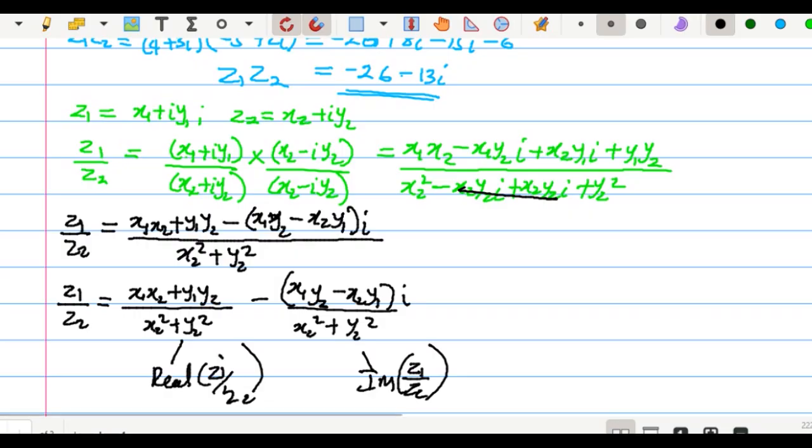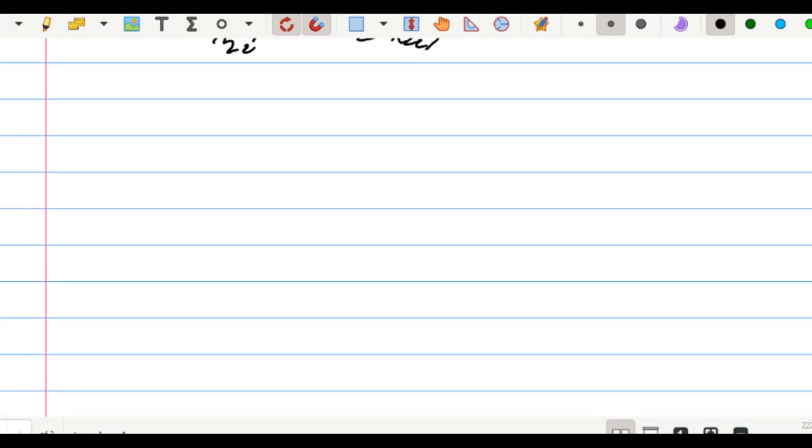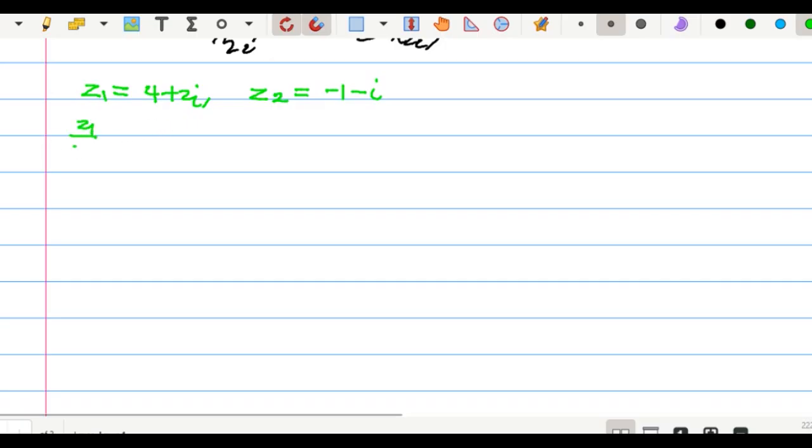So we are going to solve an example now to illustrate this. So let's say z1 is equal to 4 plus 2i, then z2 is equal to minus 1 minus i. Let's have it this way. So z1 dividing z2 will be equal to 4 plus 2i divided by minus 1 minus i, and then rationalizing the denominator we have minus 1 plus i dividing minus 1 plus i.